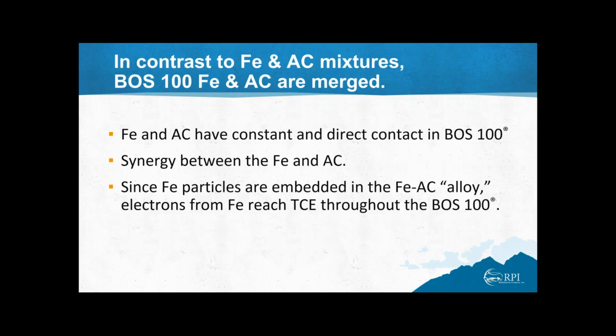Now, in contrast to the iron and activated carbon mixture, in BOS 100, the iron and activated carbon are merged. They have a constant and direct contact with one another. There is synergy. In a sense, the iron particles are embedded. They're almost an alloy. So the electrons from the iron can reach TCE throughout the BOS 100.